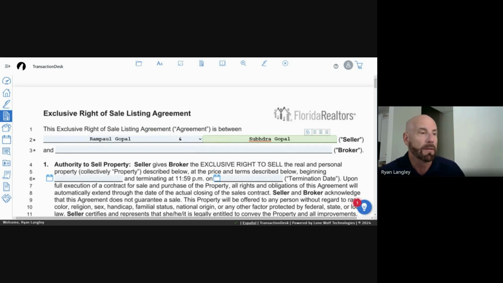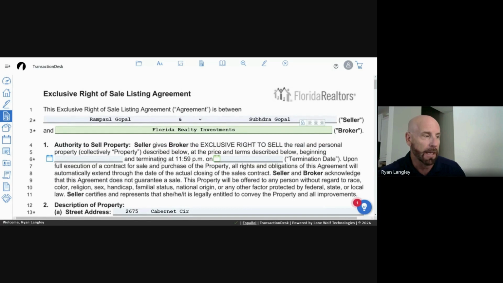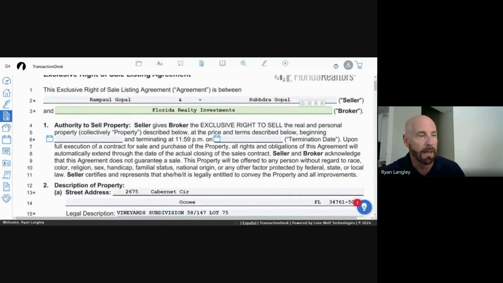All right, so that's that. Here we're going to put Florida Realty Investments. This is not your name, it is our brokerage. If you want to put your name, that's fine, I don't really care. The deal is the paperwork and the laws of agency say it's with Florida Realty Investments. Okay, now this line, this is important.